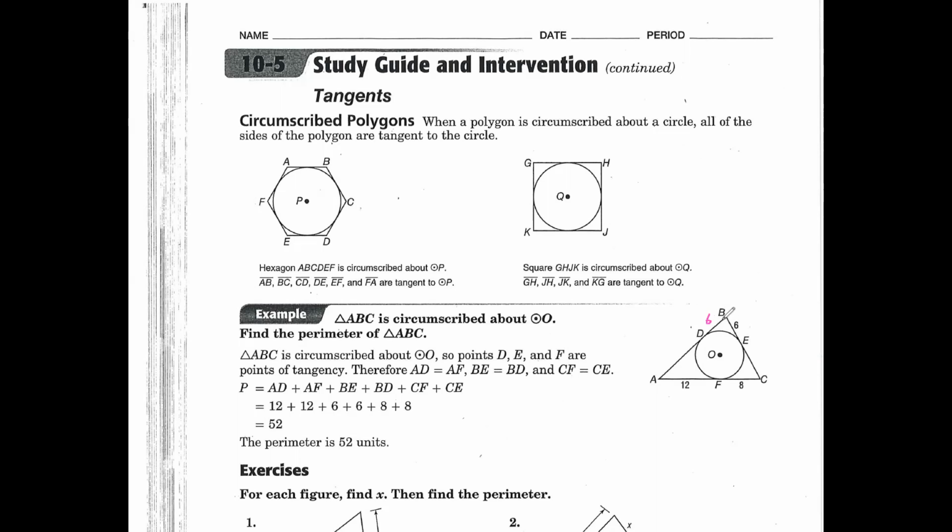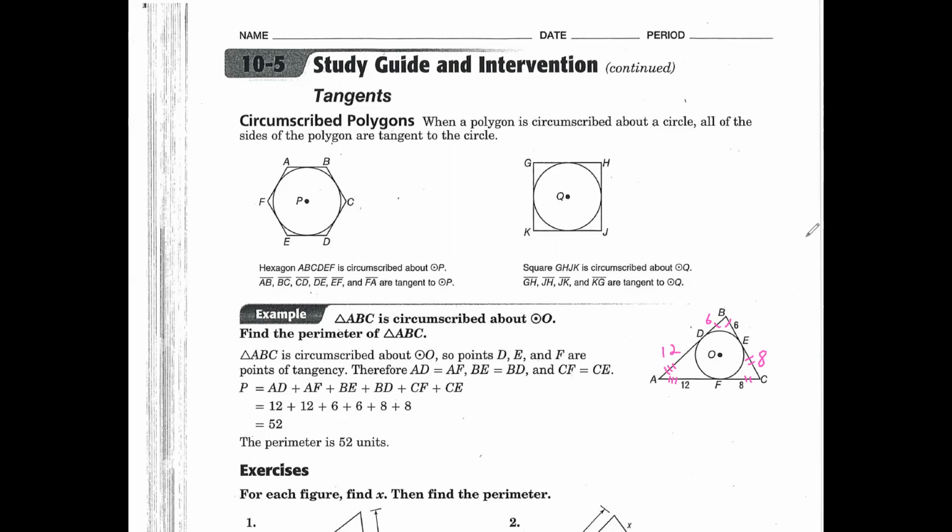It's also 6, because both of these come from the same exterior point, and they're going to a point of tangency on the circle, therefore they're congruent. Then you have FC is 8. Well, if we know FC, we also know EC would also be 8, because they're coming from the same exterior point. Over on the last corner, we have angle A, and their segment AF is 12. If we know that's 12, then segment AD is also 12. So from each exterior point, we have congruent segments.